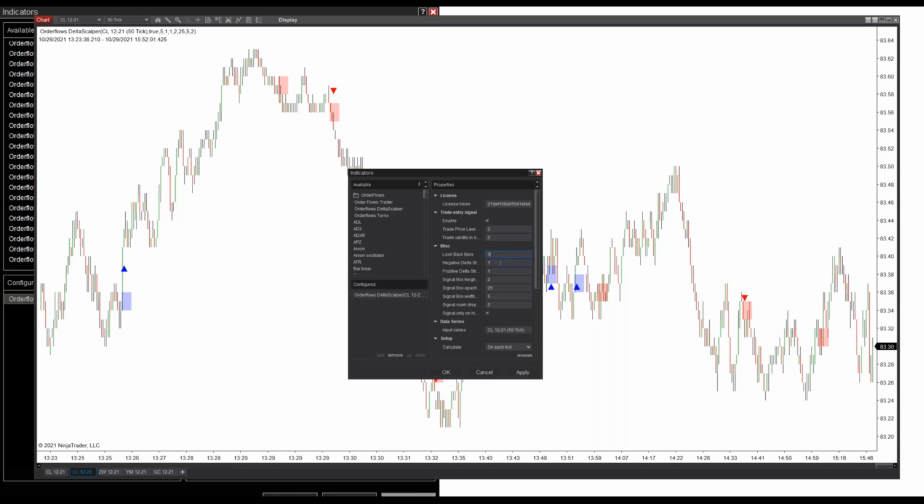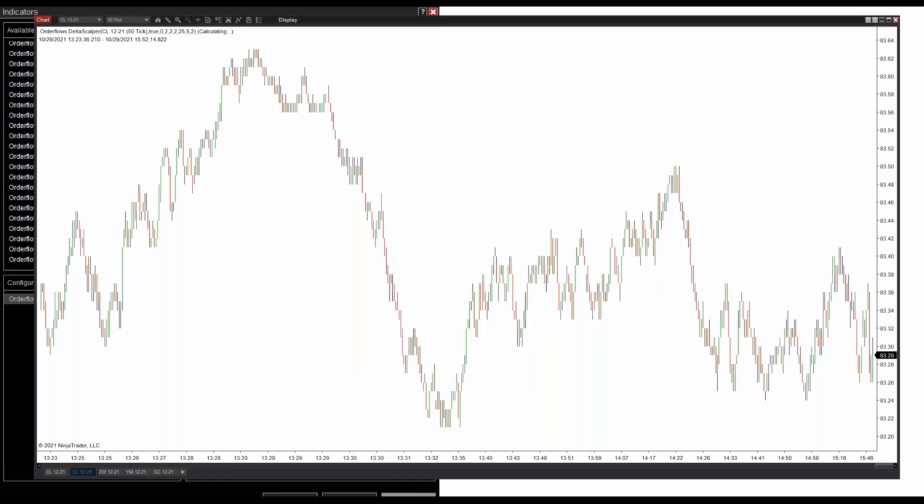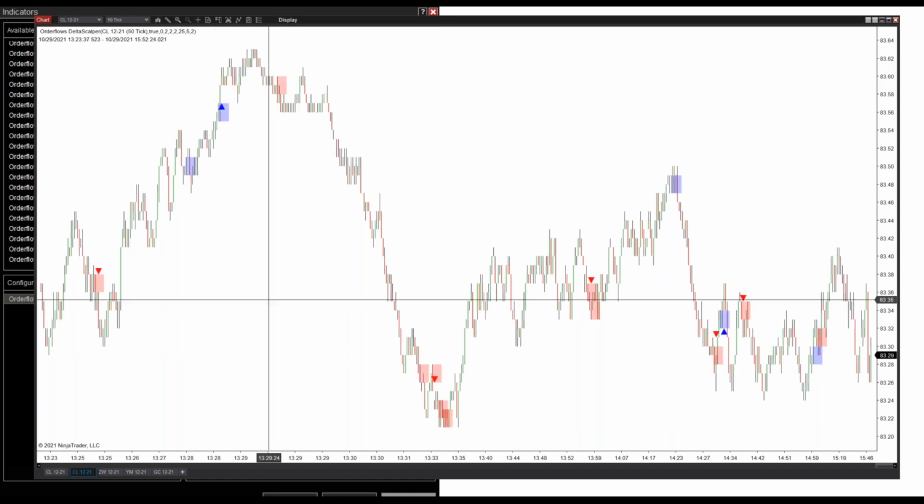But again, these are just guidelines. I don't like to tell people you have to use this setting or that setting, because everybody trades differently. They all have different outlooks of the market and time frames. So maybe you don't use a tick chart, maybe you use a minute-based chart, or a volume-based chart, or a range-based chart. It really depends on how you're trading.